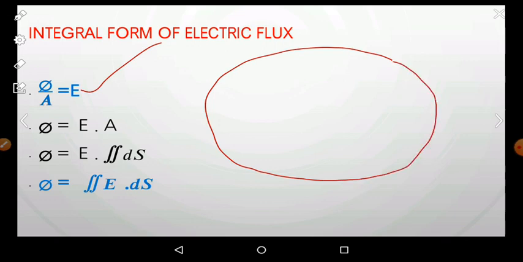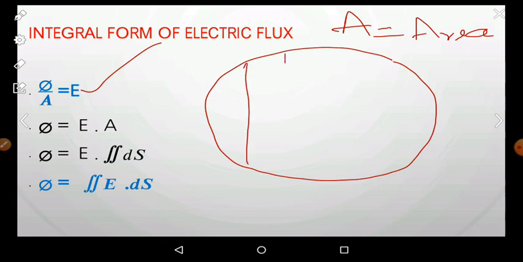Every vector quantity in physics we represent in integral form. Integral form means we take integration. So we have the integral form of electric flux here. As I said, intensity of electric field equals phi divided by A, that is, phi divided by A equals E. Now suppose we take the electric field like this. This is the area of the electric field. Total area of the electric field equals A. So this is the total surface area of the electric field.